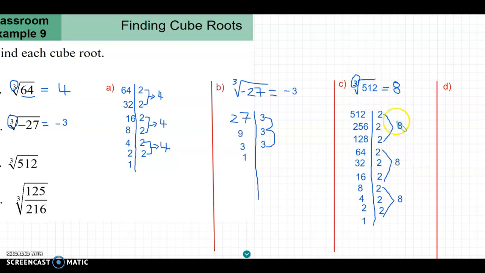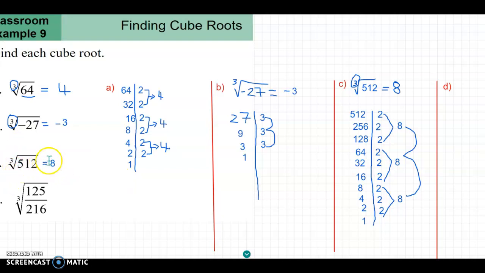Okay, you can check that also in the calculator. If you multiply 8 by itself 3 times, that will be 512. So the cubic root of 512 is 8. All right. So what happens if we have a negative number here?